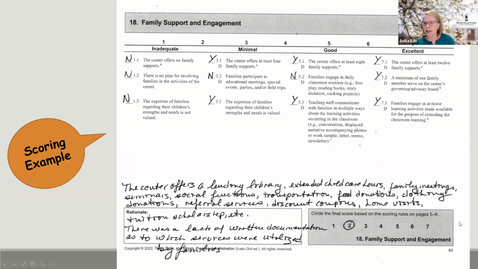Okay, so past this, scoring example. This is a page that I did, my own example. Why is it a 2?